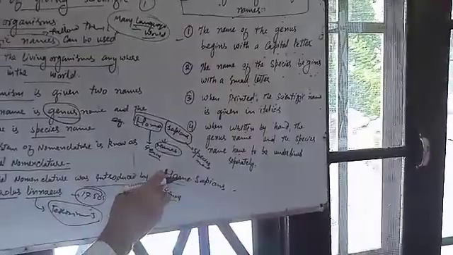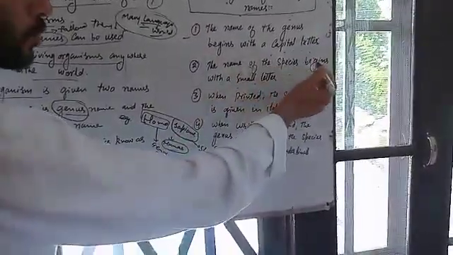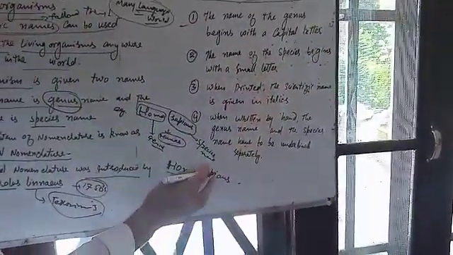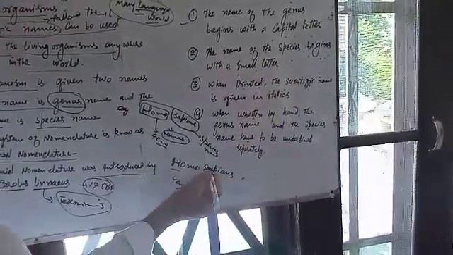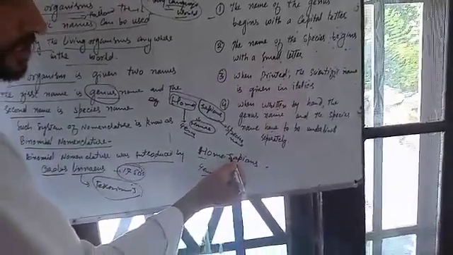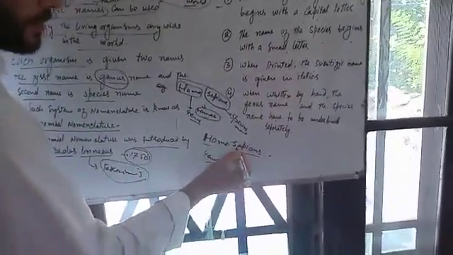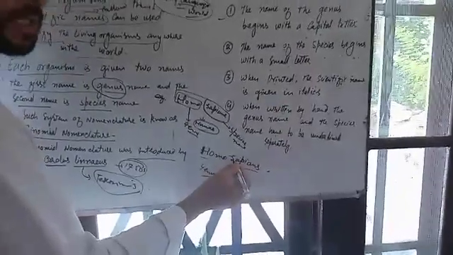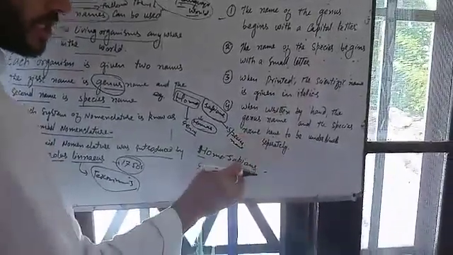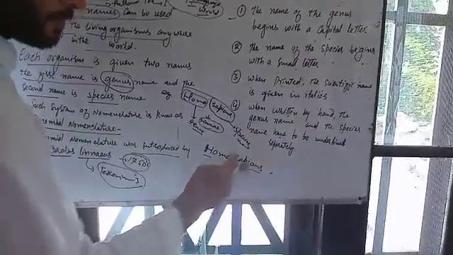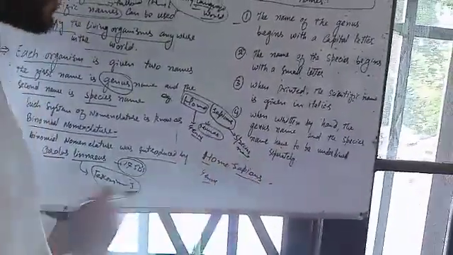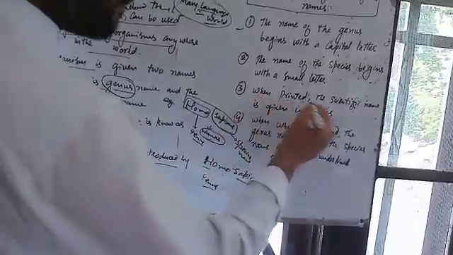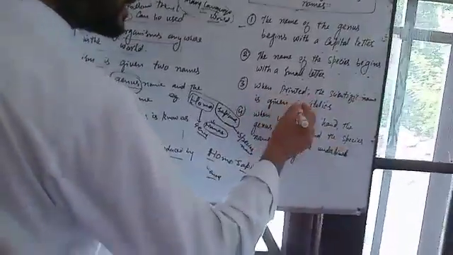Next, the name of the species begins with a small letter. If I write the species name with a capital letter, that is not correct. We have to write the species name with a small letter, that means sapiens starts with a small s. It's the rule. If you write a capital letter, then the whole name would be wrong.